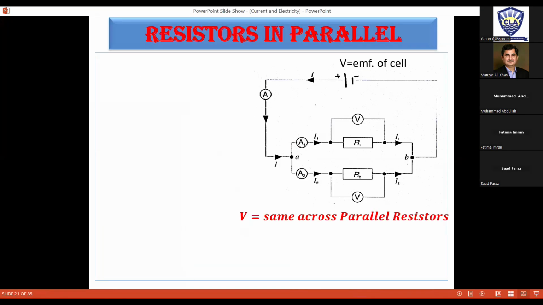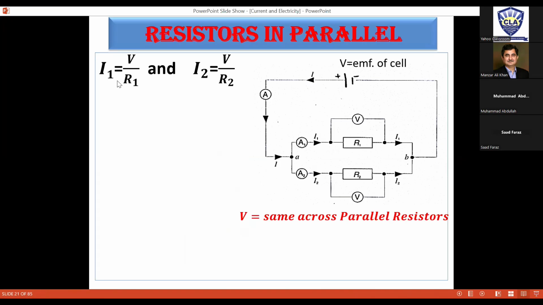Clear? If you connect two resistors in parallel, how do you identify it? The current in your circuit is dividing into two parts, I1 and I2. This is called resistors in parallel. They have the same voltage, but they will have different current. I1 will be different and I2 will be different. So both parallel resistors have the same voltage, but different current. And if we add these currents, we will get the total current from the cell itself.